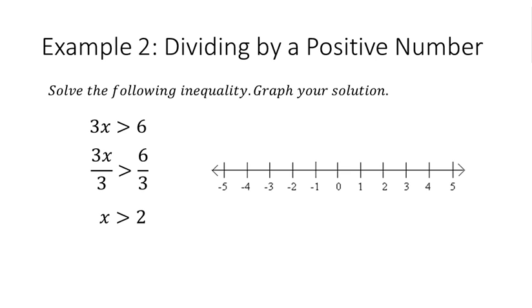And once again, since there's no line underneath the inequality, we're going to be having an open circle, but this time it's going to be at 2. And x is greater than 2, so we're going to be shading to the right.